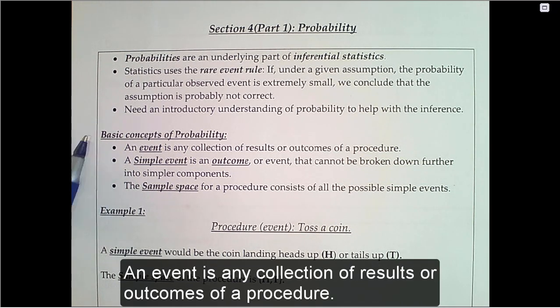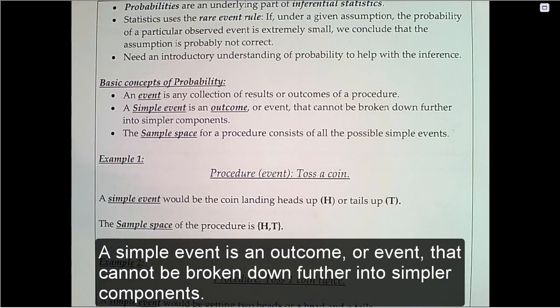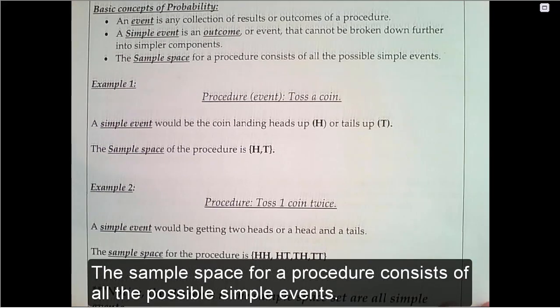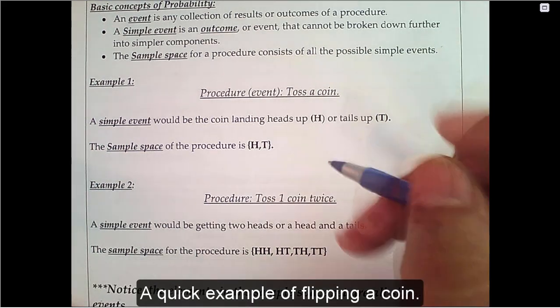An event is any collection of results or outcomes of a procedure. A simple event is an outcome or event that cannot be broken down further into simpler components. The sample space for a procedure consists of all the possible simple events.